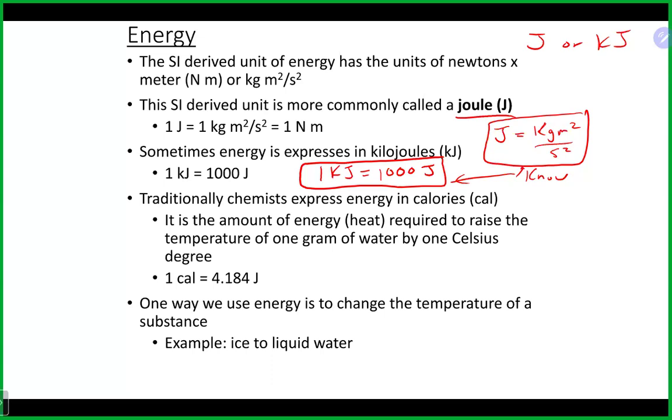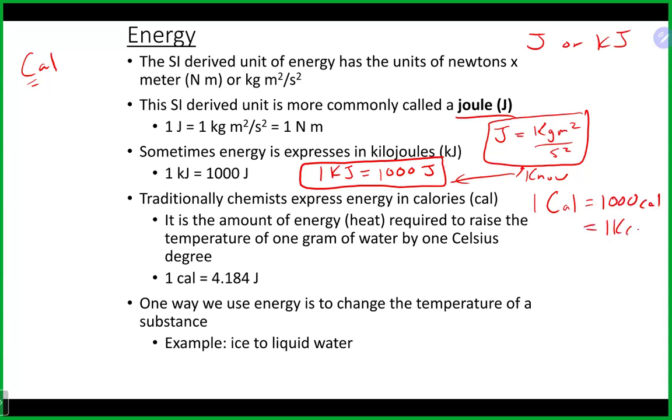Now, traditionally, chemists express energy in a form known as calories, with a lowercase c, a small c calorie. The definition of a calorie is the amount of energy or heat required to raise the temperature of 1 gram of water by 1 degree Celsius. I say lowercase c because there is another unit that is a capital C Calorie, and that's more of a nutritional Calorie. One capital Calorie is equal to 1,000 of the little c calories.